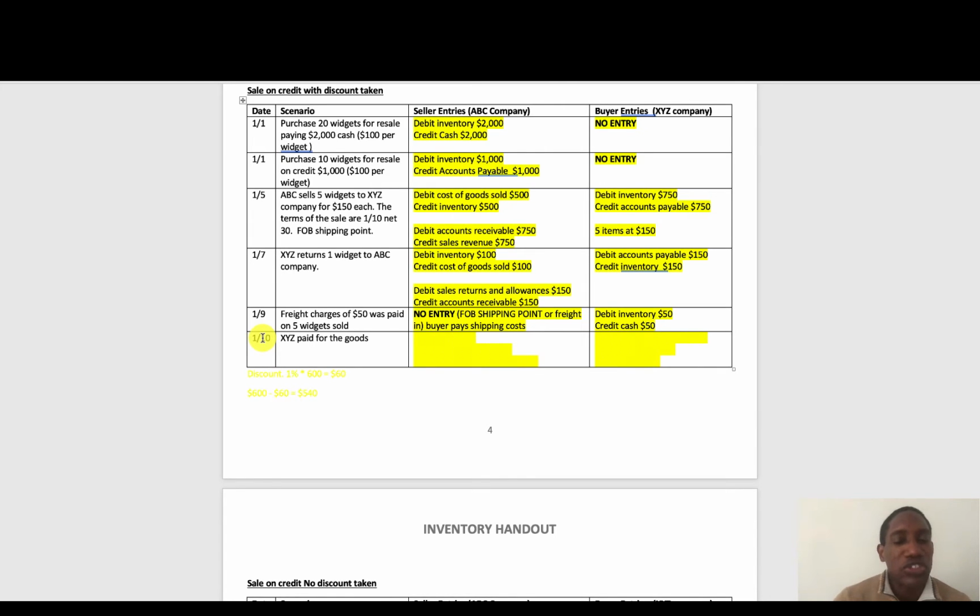The second question you have to answer is, how much does XYZ owe? So remember, and this is the mistake people make, they look up here and they say, oh, there were 5 widgets sold. XYZ has $750 in accounts payable. Well, XYZ owes $750, not so fast. Why? Because what did XYZ do on the 7th? XYZ returned one of these items. So you don't pay for something that you returned.